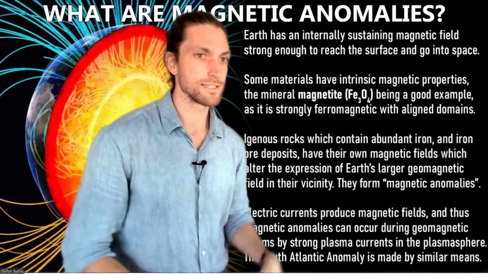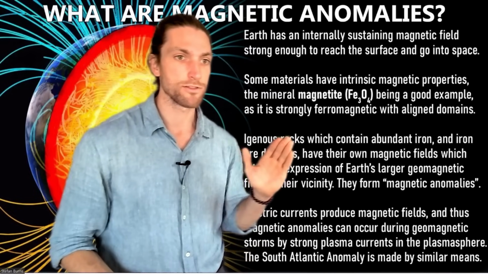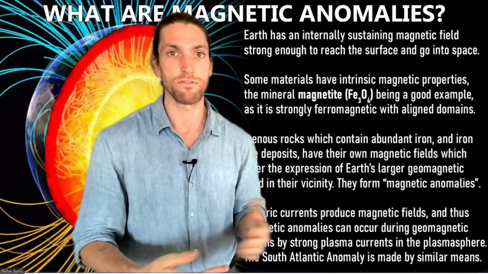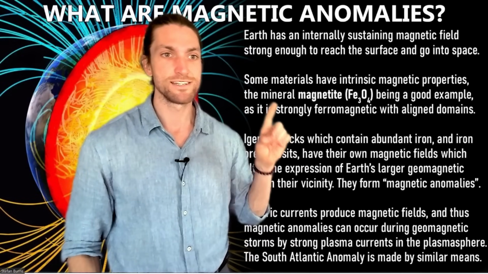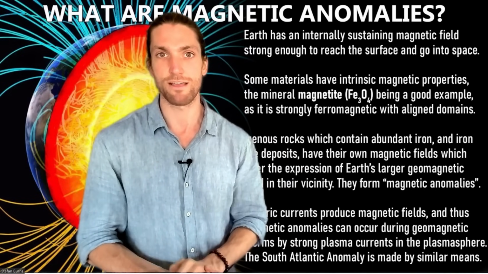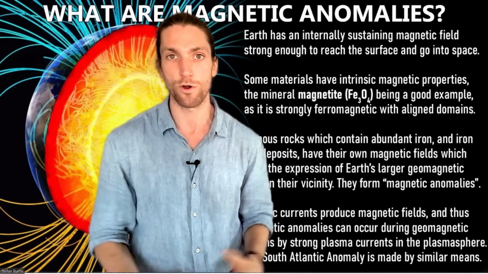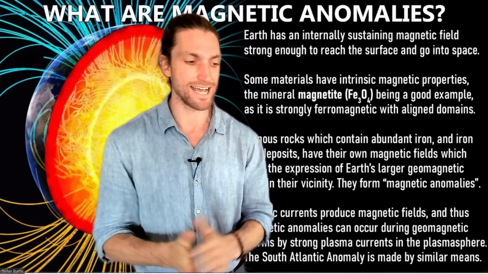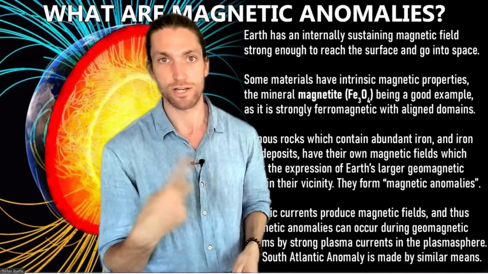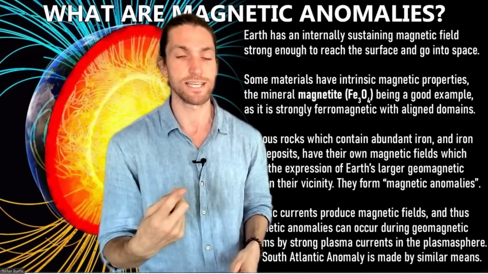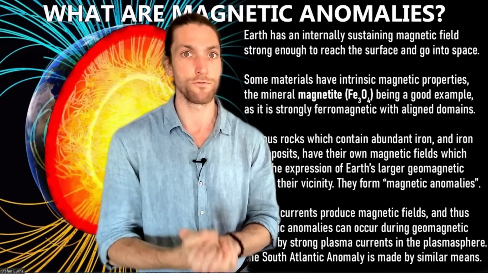So the Earth has this internally sustaining magnetic field strong enough to propagate through all the geologic material of the mantle, of the crust, and reach the surface, go out to space. And some materials have intrinsic magnetic field properties. One example is magnetite, Fe3O4. It is ferromagnetic. It has all of its magnetic domains aligned in the same direction. Their electron spins are all going in the same direction, which gives it a magnetic field and a magnetic force.